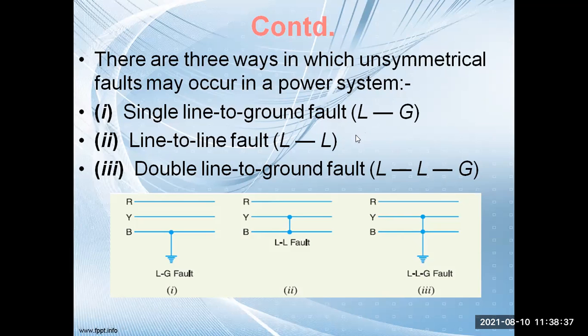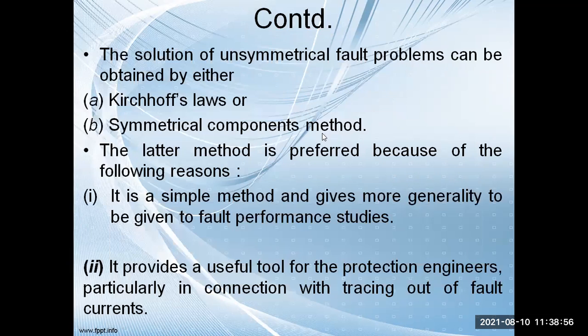So the nomenclature normally used in this unsymmetrical fault analysis: first is the LG fault, then the LL fault, and the third one is the LLG fault. Sometimes it is also known as the 2LG fault. So this is basically the broad classification of unsymmetrical faults.